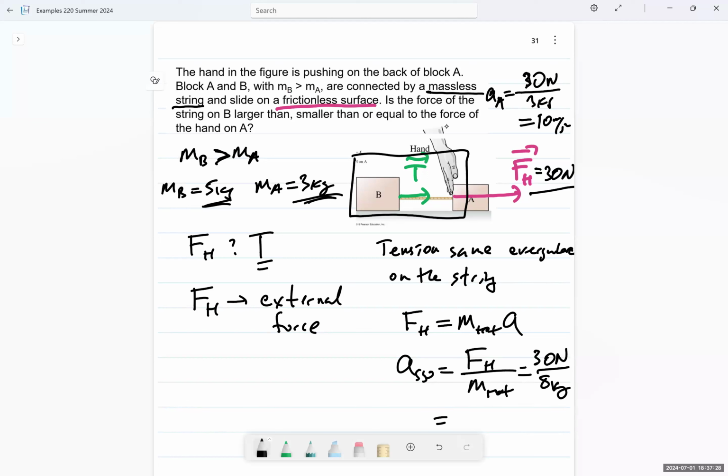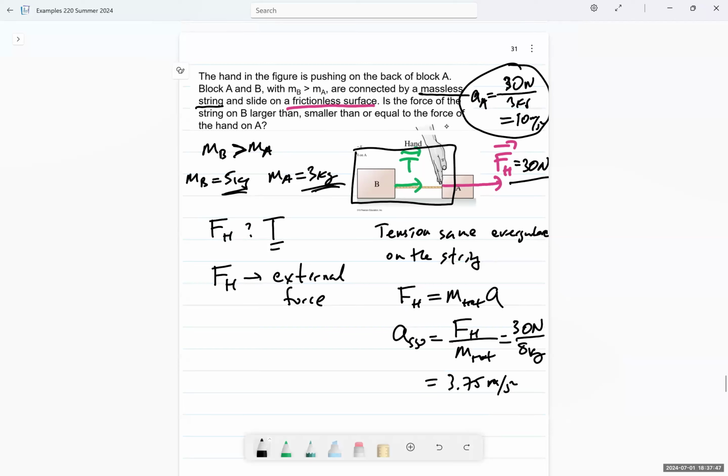And let's see, I get 3.75 meters per second squared. You can see I already got a much lower acceleration by including B in the system. So 3.75 meters per second squared acceleration.